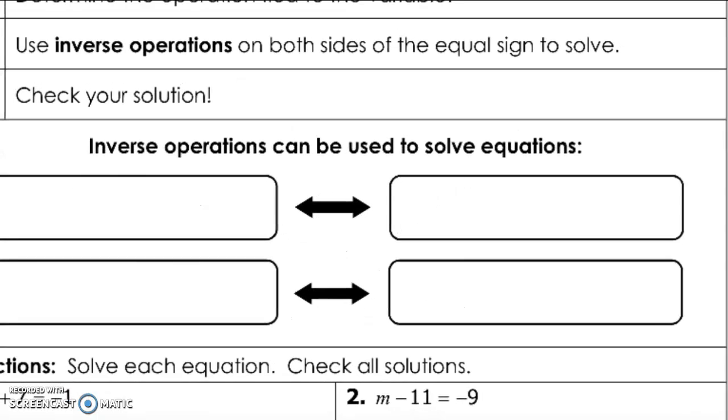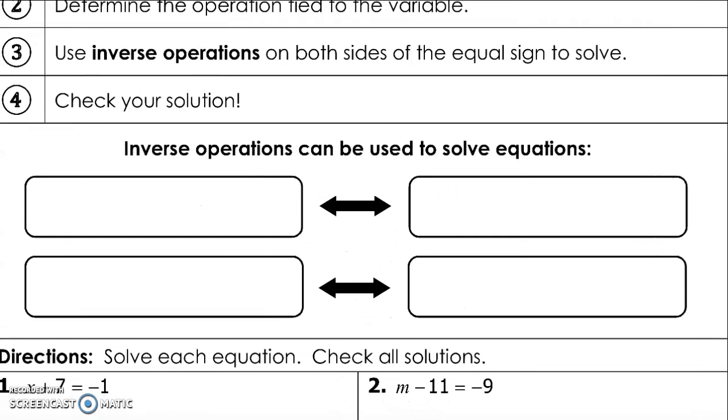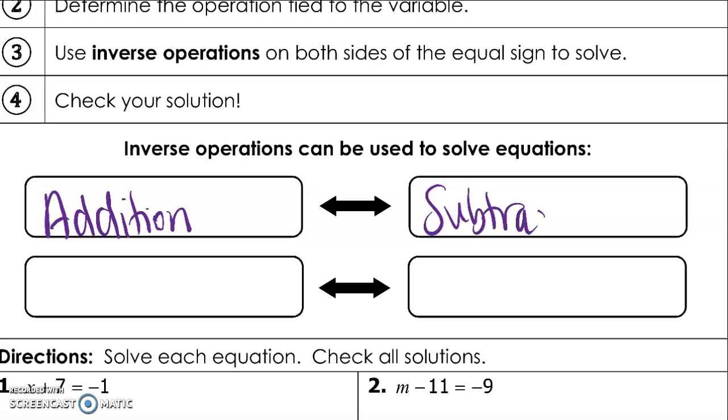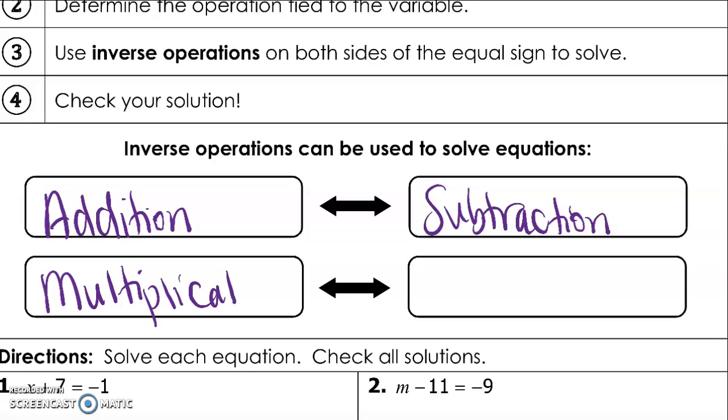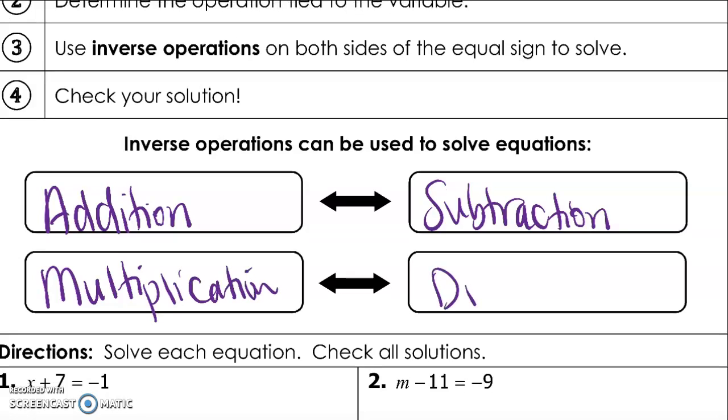So we use inverse operations. Those are operations that undo each other. So addition and subtraction are inverse operations. So to get rid of plus 5, you would subtract 5. The other two that we will use are multiplication and division. So to get rid of division, you would multiply. To get rid of multiplication, you would divide.